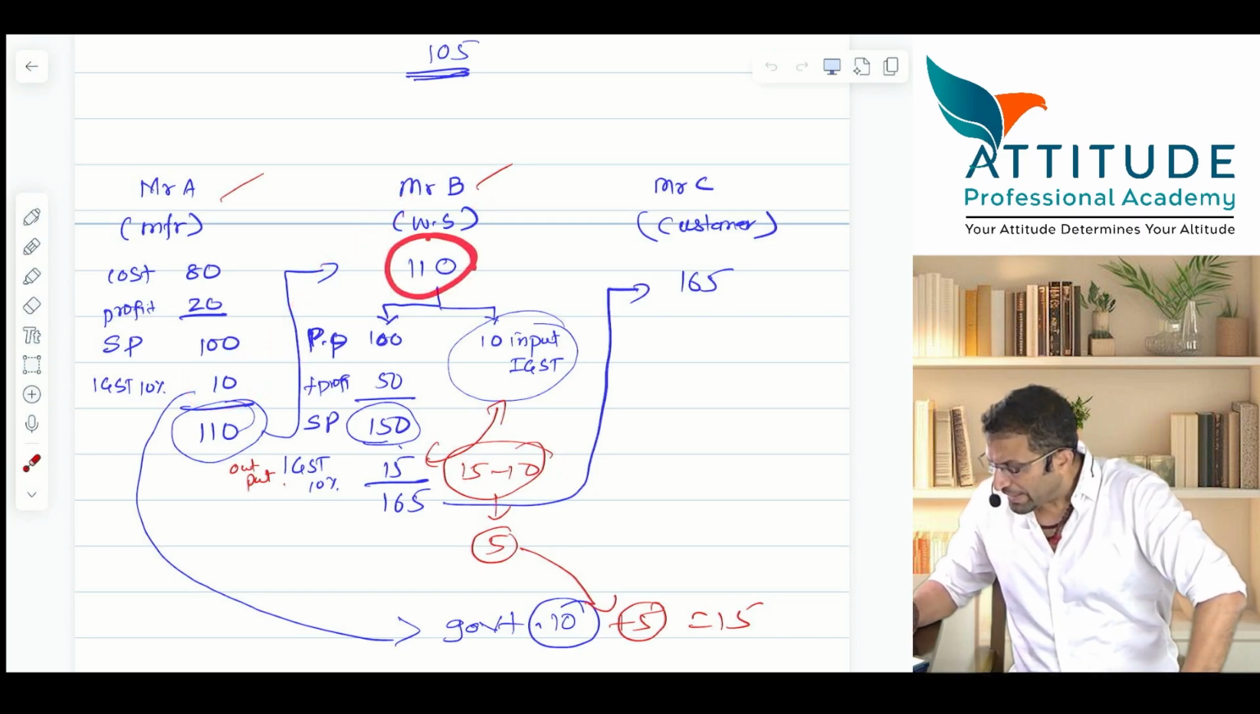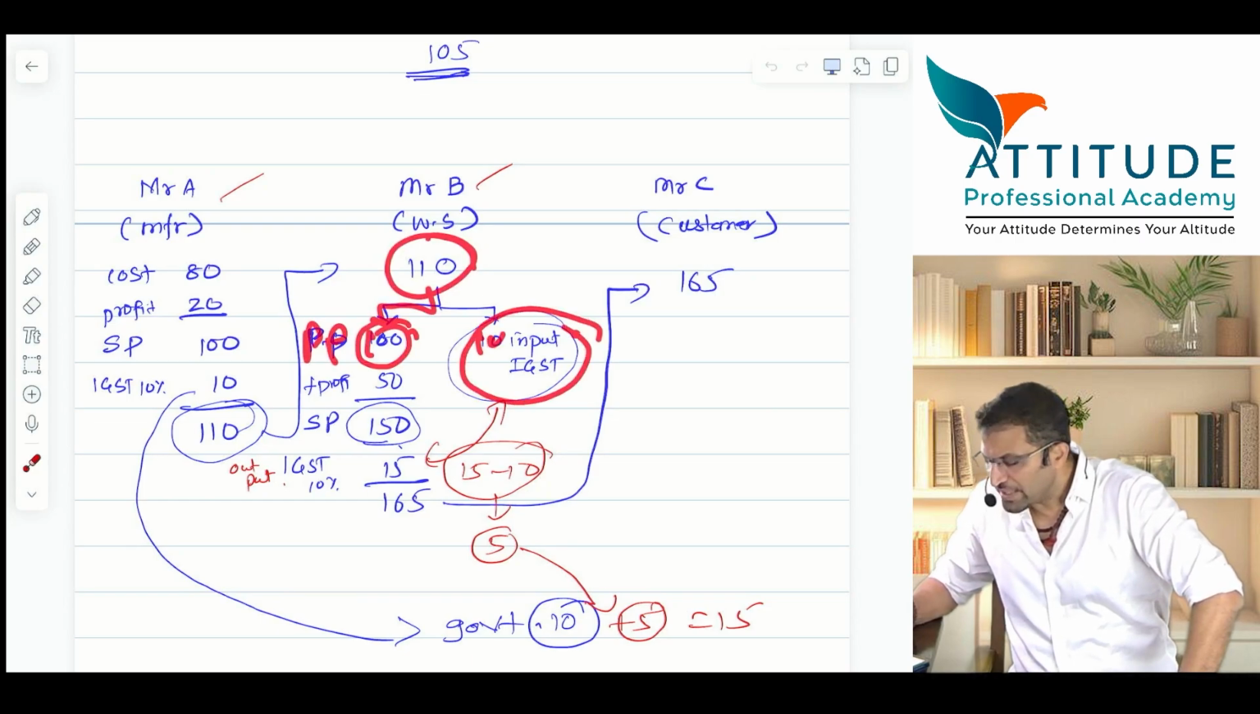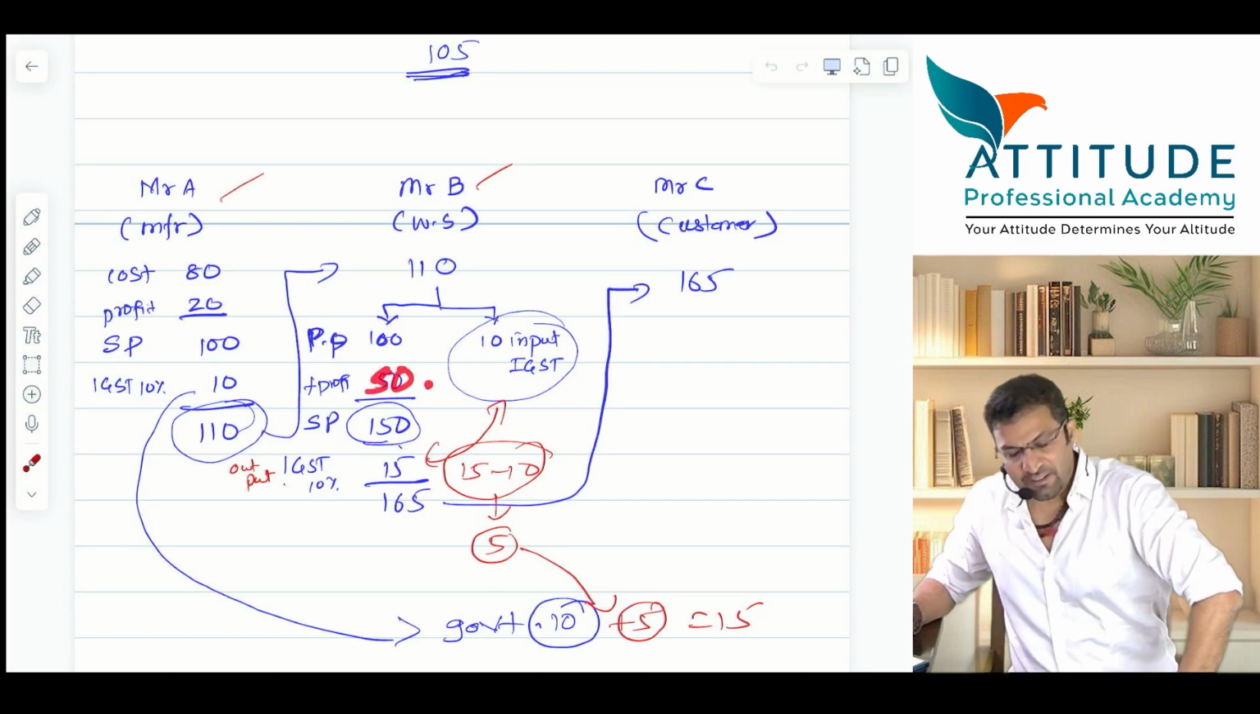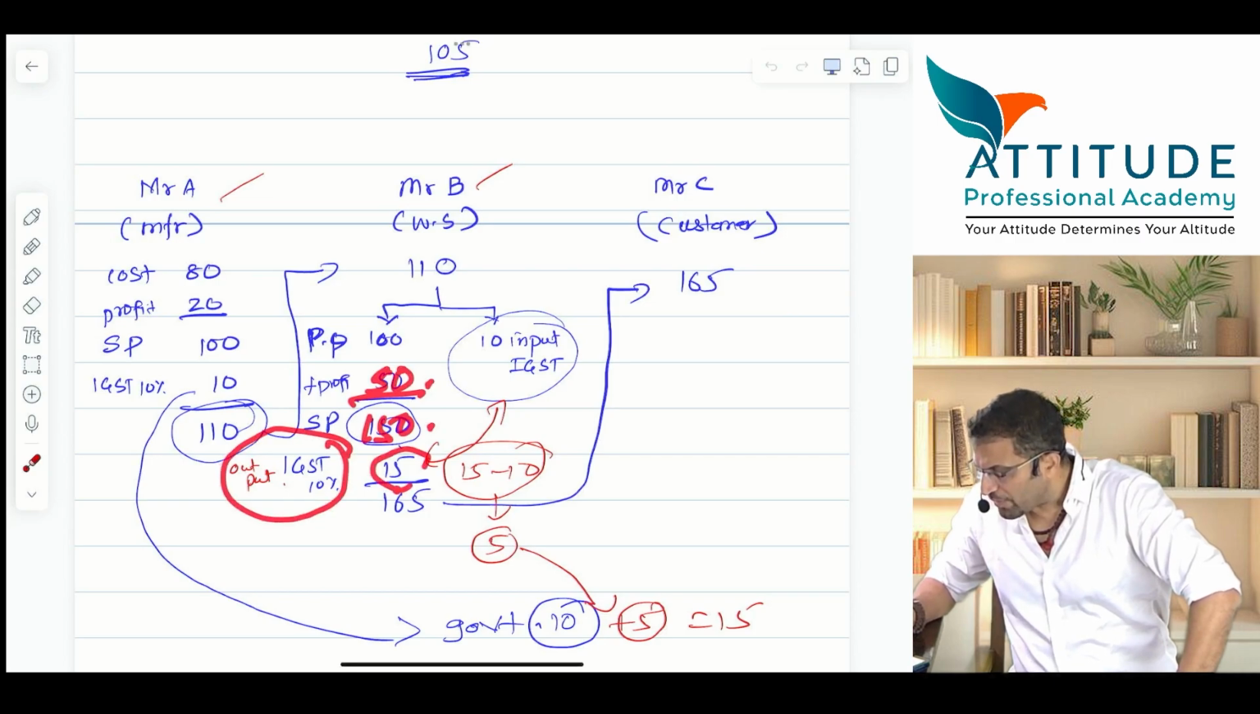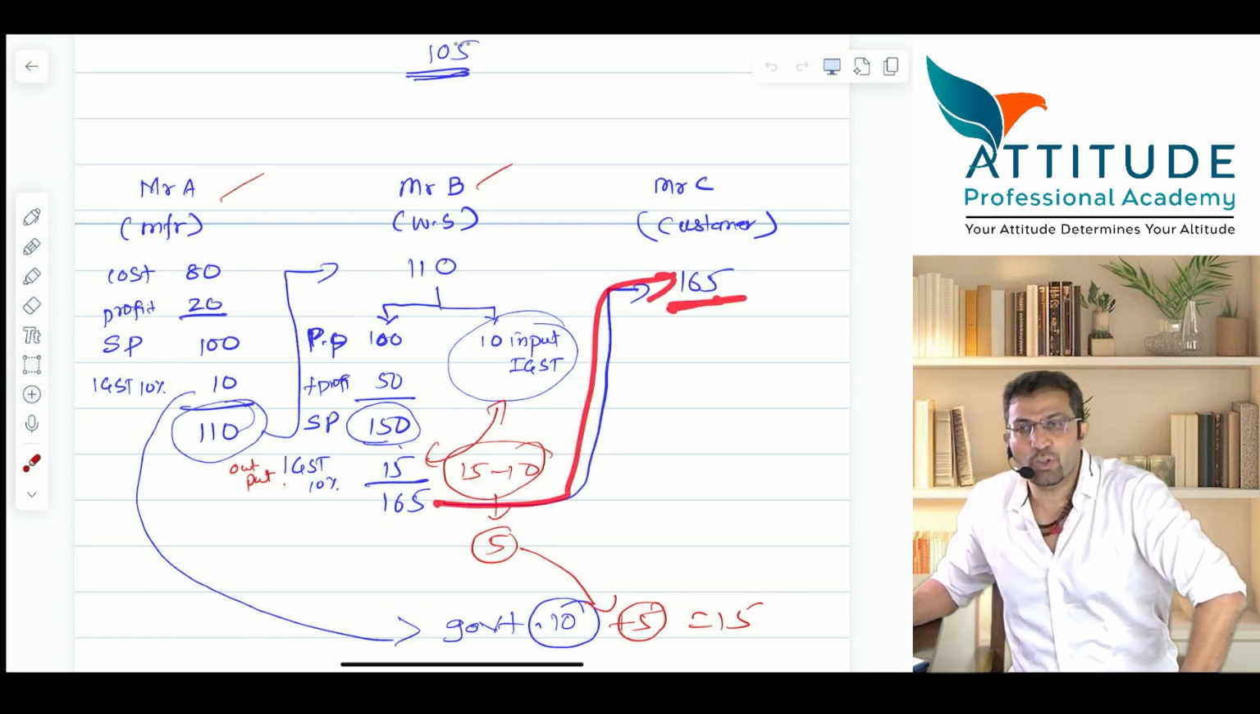Now, Mr. B bifurcates this. 100 rupees is the purchase price, PP, and 10 rupees is input GST. He will add his profit margin of how much? 50. His selling price is 150. He will apply output GST of how much? 15. He will sell the product at 165. 165 is paid by the final consumer.